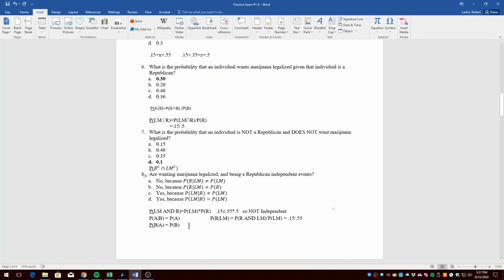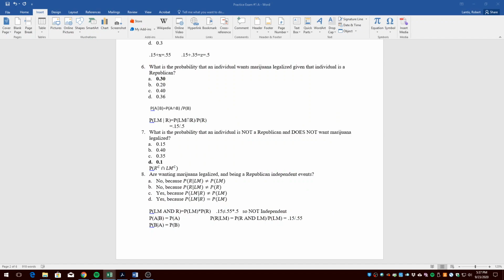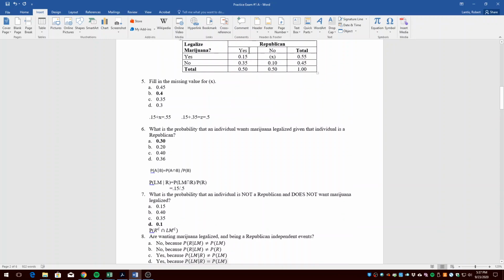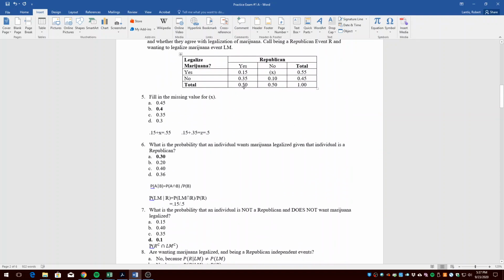And I believe, let me double check here, kind of the intermediate values now. So 0.15 divided by 0.55 is about 0.27. If that's the same as just the unconditional probability of R, then they would be independent. If they're not the same, they're not independent. So we go up here, what's the probability of being Republican? So Republican is just 0.5.